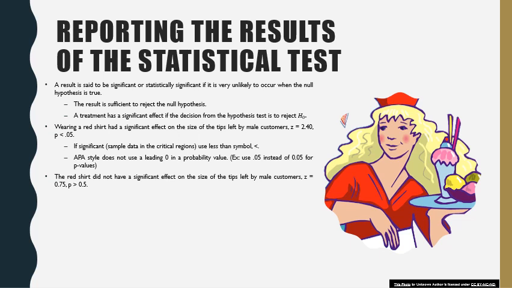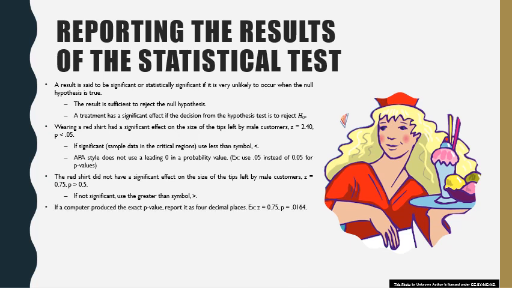Okay, let's look at the reverse of that. The red shirt did not have a significant effect on the size of the tips left by male customers. Z is equal to 0.75. Probability is greater than .05. If the test is not significant, we use the greater than symbol.